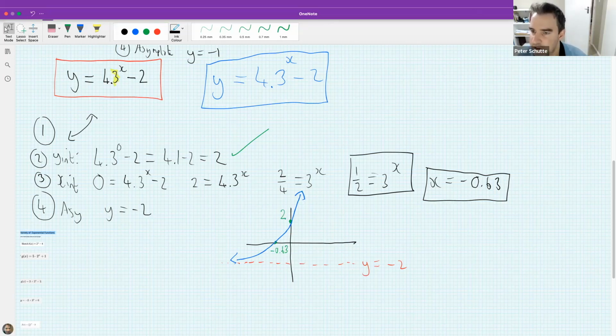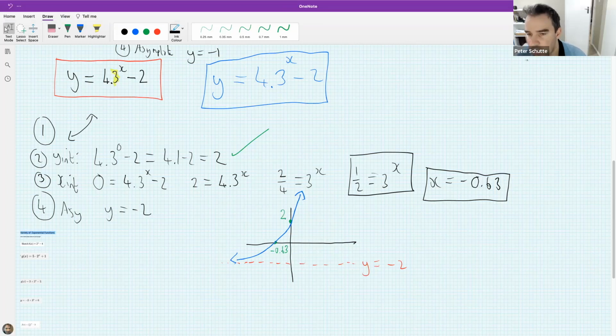Give me a thumbs up. So how did you get minus 0.63? Kumo, I used some mathematics called logarithms that you only cover in grade 12. So I'm just going to give you that answer for now.